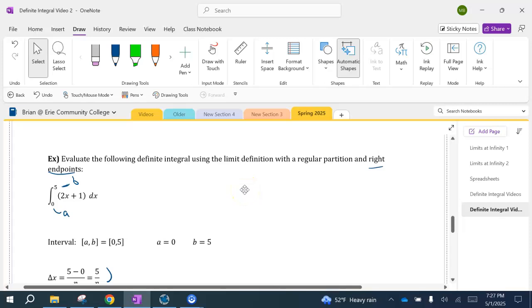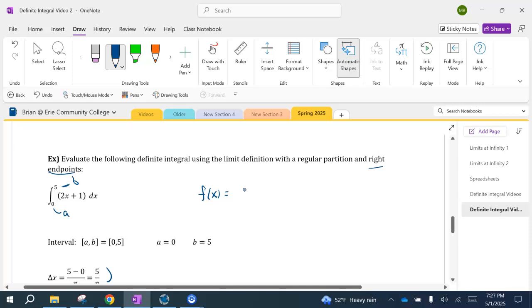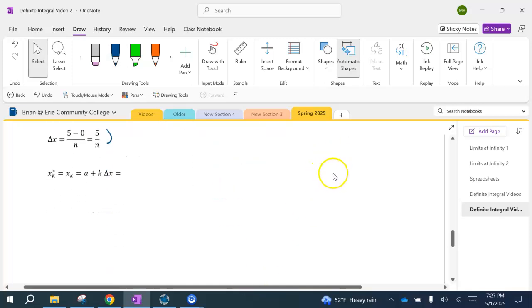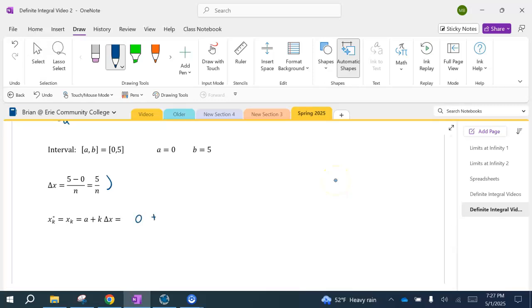All right, one thing I want to stress here, the function is 2x plus 1, so f of x for this problem is going to be 2 times the input plus 1. Now, what is a? a is 0, so we're going to have 0 plus k, a generic or dummy variable, times delta x, which we know is 5 over n. So this special number x sub k star that we're going to plug in is simply 5k over n.